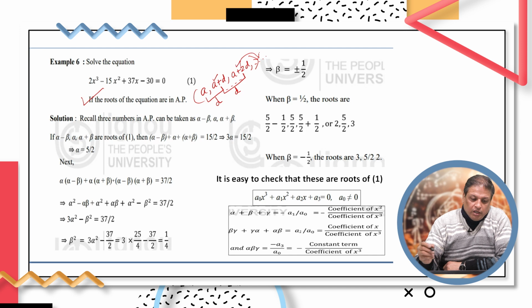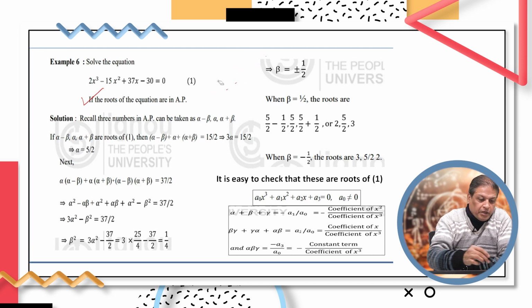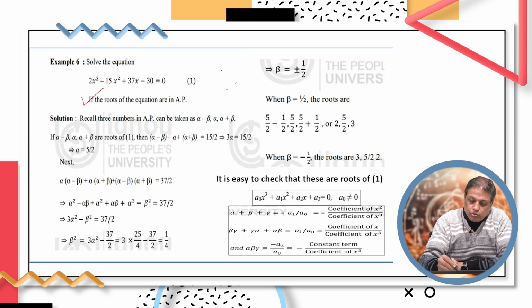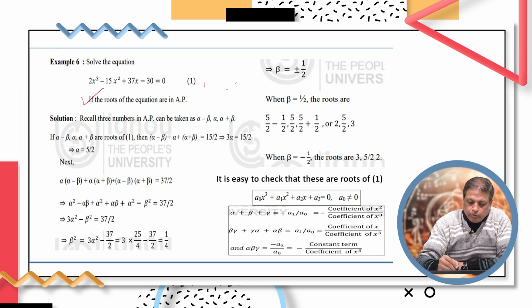So, there is a standard mechanism that if it is given that the terms are in AP, then the roots you are supposed to take are, say, alpha and beta are the roots, and roots are in AP. Because this is a cubic equation, there should be 3 roots. So, the roots should be alpha minus beta, alpha and alpha plus beta. So, these are the 3 roots, and that means the sum of the roots.